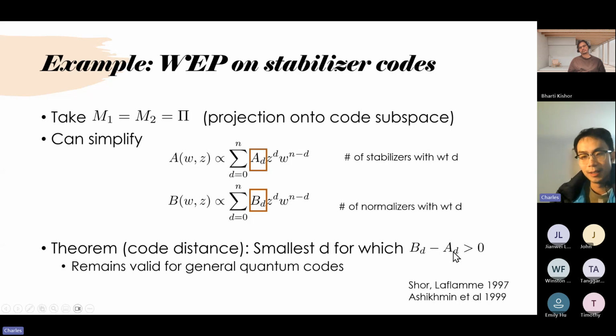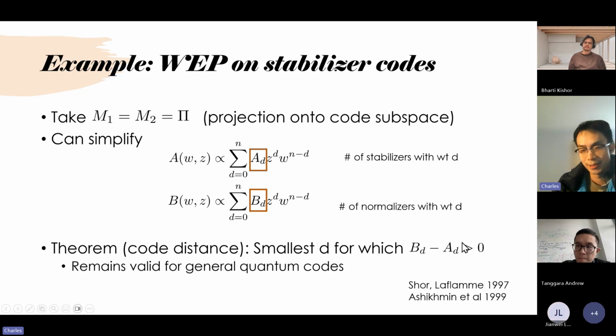But what's interesting is that this also extends beyond stabilizer codes. This theorem remains valid for general quantum codes, as shown by this paper over here. So just by checking for what d this is greater than 0, you can figure out the code distance for even non-stabilizer codes, anything that's very general.